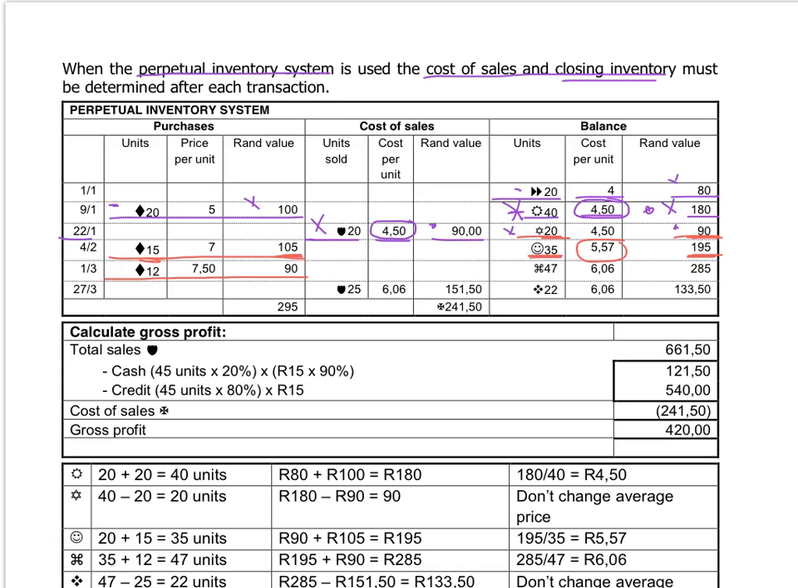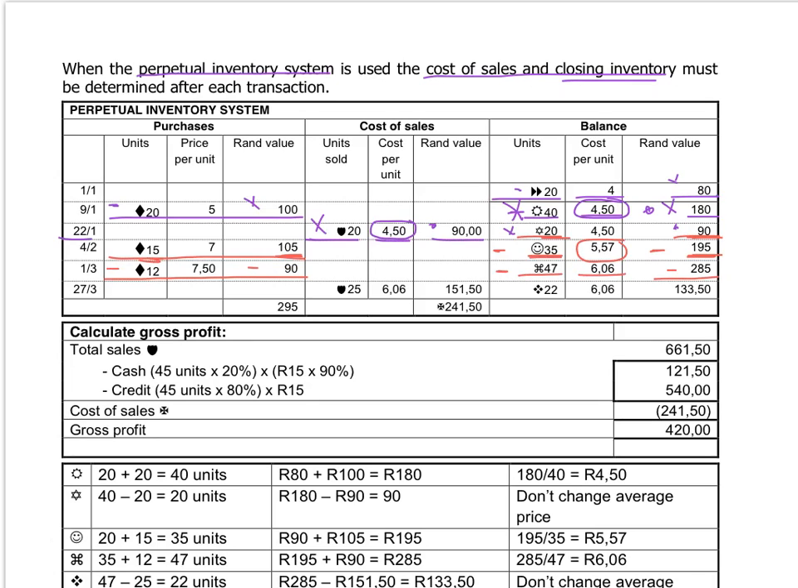On the 1st of March, we buy again 12 units at 7 Rand 50. So the 35 units that I had there, plus the 12 units that I bought, means that I've got a total of 47 units now. The cost price of the 35 units was 135 Rand, plus the 90 Rand that we paid now will give me 285. So to calculate the average price, I will take the 285 divided by the 47, and then my new average price will be 6 Rand and 6 cents.